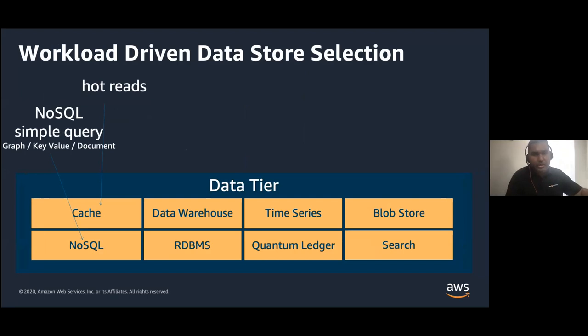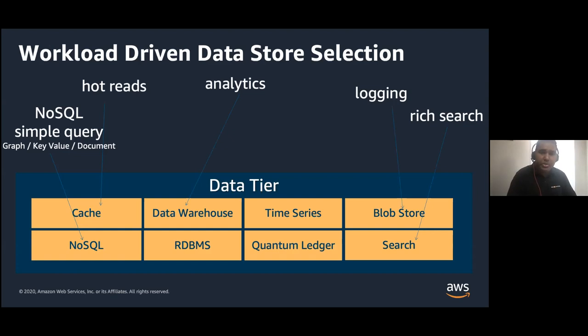So here, what is cache, right? We have the hot reads in cache, right? NoSQL requires simple query. You don't need complex query, you just need to run some simple query, right? Data warehouse requires analytics. You need insights into your data. You need insights into what your customers are doing. So you would need data warehousing, right? For blob storage, it's logging.